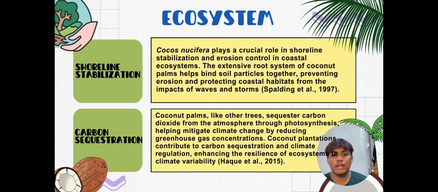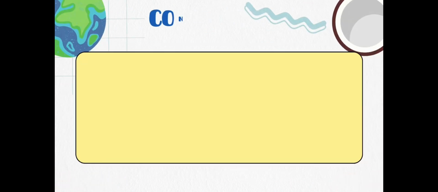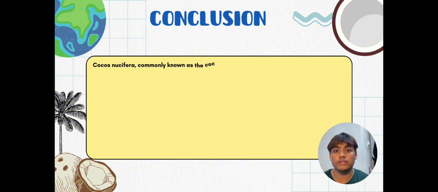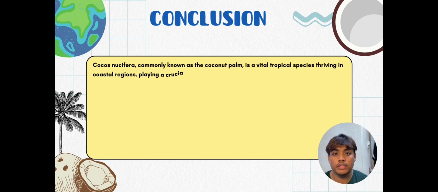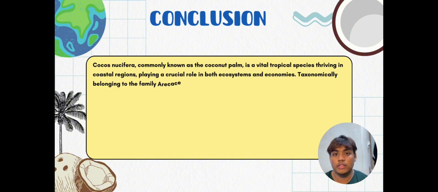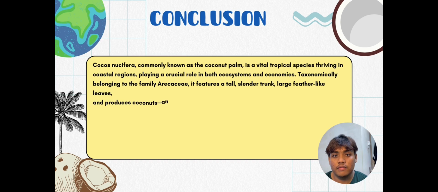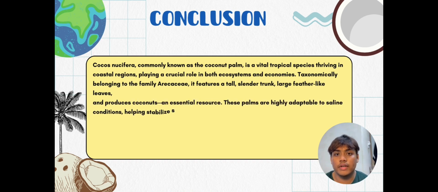Coconut palms can live and sequester carbon for several decades, with an average lifespan of 60 to 80 years. In conclusion, Cocos nucifera, commonly known as the coconut palm, is a vital tropical species thriving in coastal regions, playing a crucial role in both ecosystems and economies. Taxonomically, it belongs to the family Arecaceae. It features a tall, slender trunk, large feather-like leaves, and produces coconuts, an essential resource.